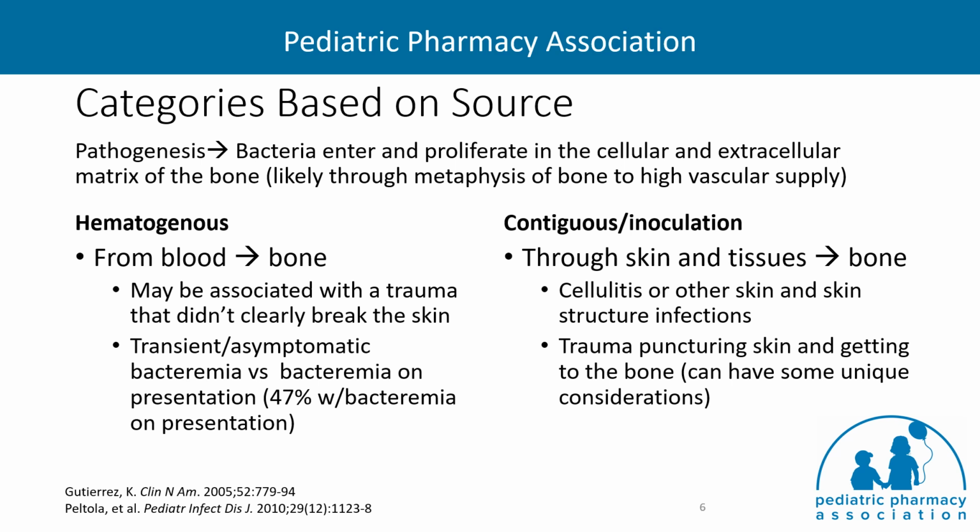So generally this occurs via either what is called hematogenous or contiguous. I put inoculation in the same area as contiguous because it is, again, going from the outside in, but contiguous means there is an infection that brought it in, whereas an inoculation may be a direct trauma. But the hematogenous, generally blood to bone. Sometimes there can be traumas associated with this. I've heard, they rolled their ankle or they landed funny on their knee, nothing really broke the skin, and then they end up having osteo.